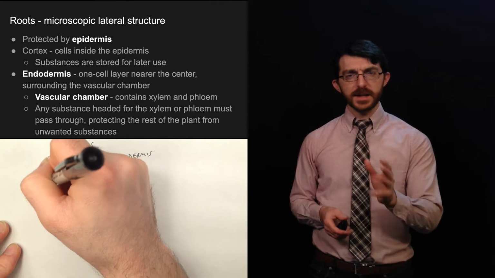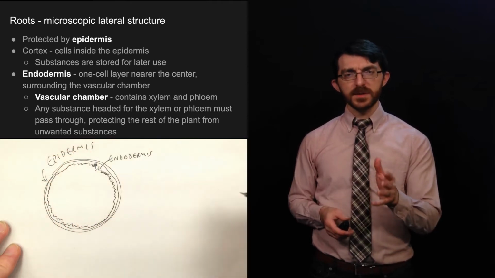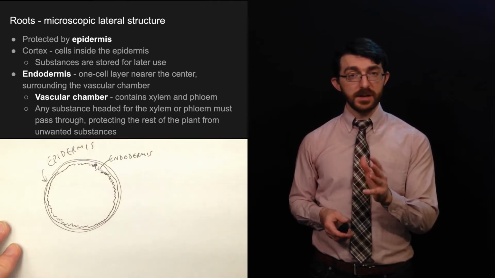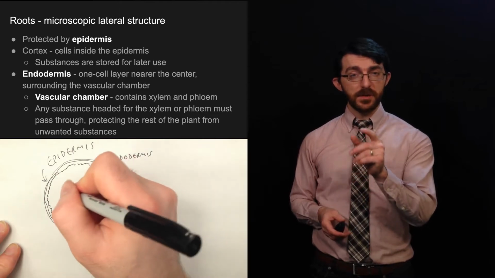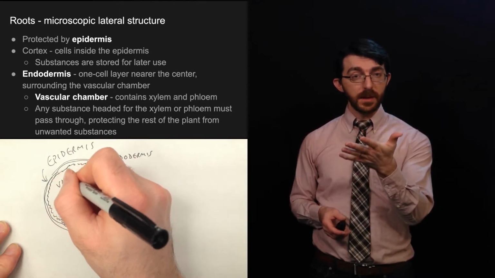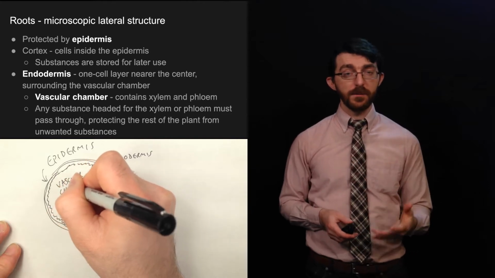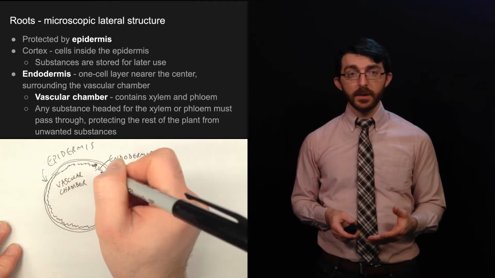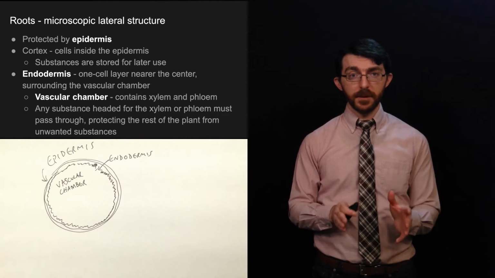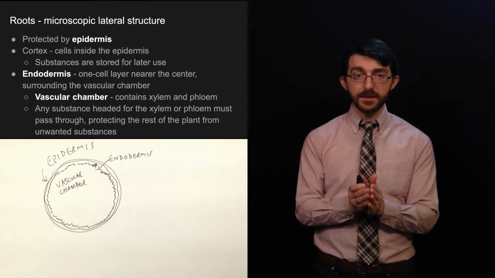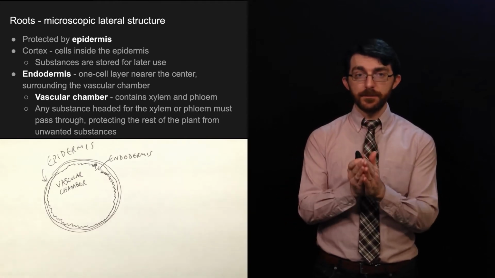Do you remember vascular tissue? If meristematic tissue is made of undifferentiated cells, vascular tissue had the 2 types, xylem and phloem. Remember, they were the tubes through which water and dissolved materials traveled through the plant. So here's the vascular chamber. This contains the xylem and the phloem.